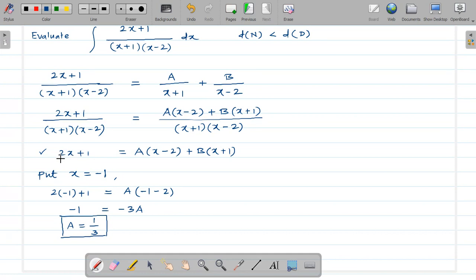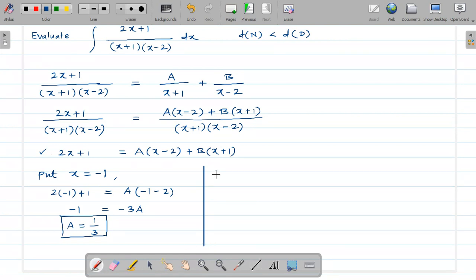Directly also you can write this step, 2x plus 1 is equal to a into x minus 2 plus b into x plus 1, and after getting this step you have to use the proper value of x, so that if you want to remove b, then we have to put x is equal to minus 1, and then we get the value of a as 1 upon 3. Similarly, by removing the value of a, you have to calculate the value of b.